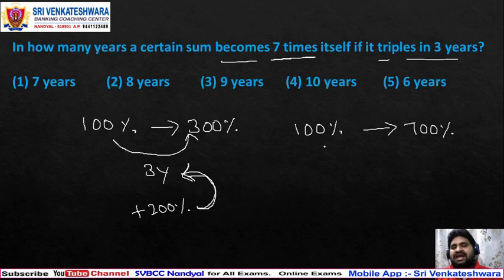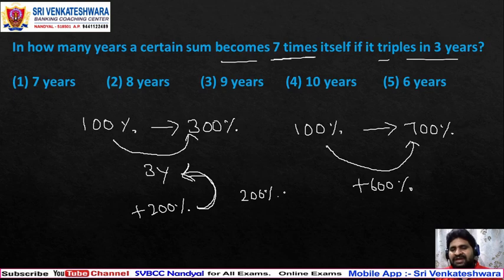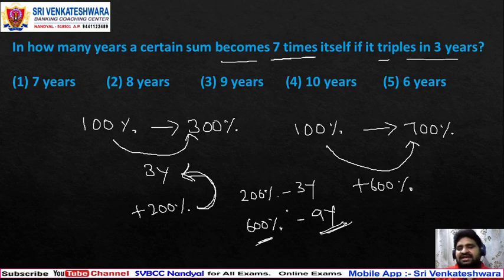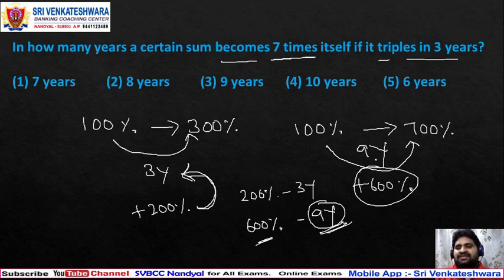Now 100 is becoming 700. That means how much interest are we generating? 600%. For the 200% we are taking 3 years. Now for the 600%, how many years will it take? For 200 it will take 3 years, so 600 is 3 two-hundreds. Every 200 takes 3 years, so 600 will take 9 years. So 100 becoming 700 means we have to increase 600%, and that will take 9 years simply. Is it clear?